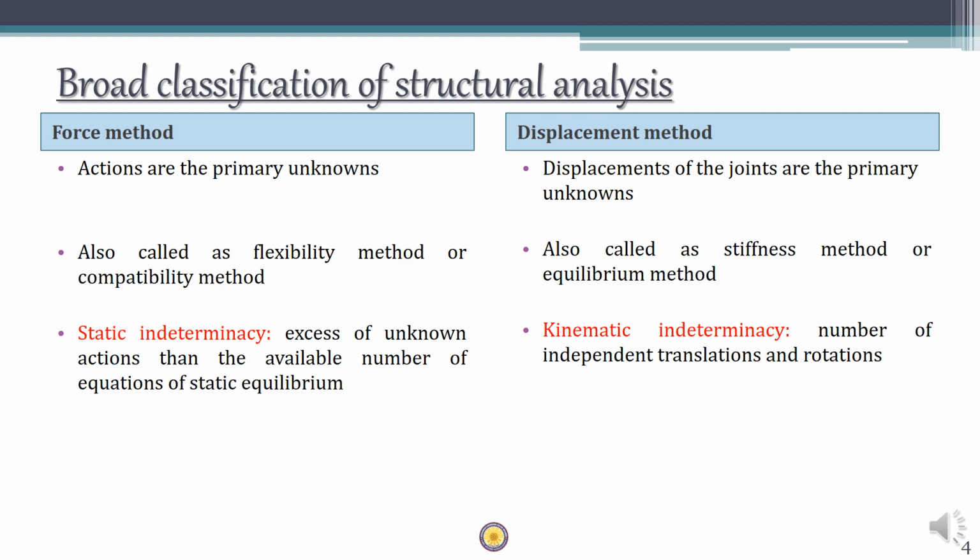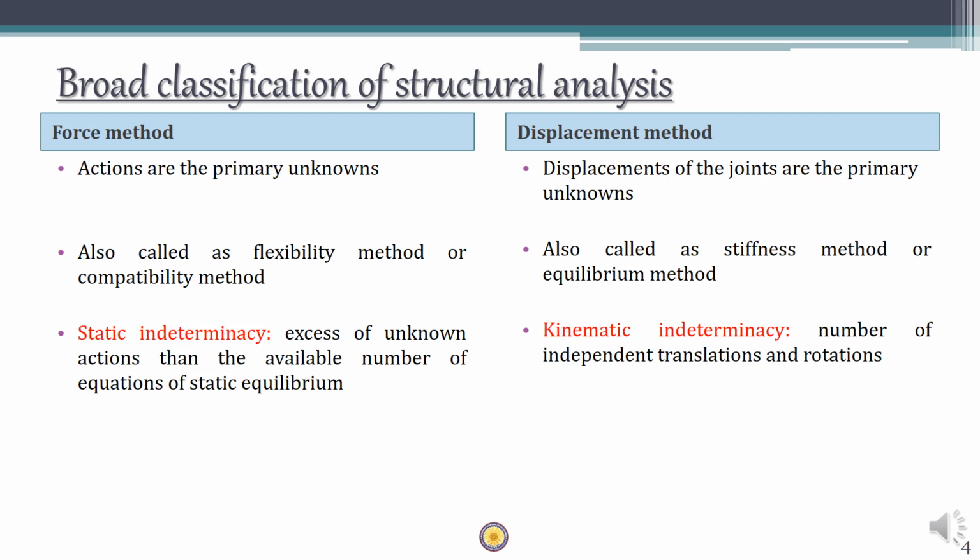The force method is also called the compatibility method, because in the force method the unknown actions are written in terms of compatibility equations. The displacement method is also called the equilibrium method, as in the displacement method the unknown joint displacements are written in terms of equilibrium equations and then solved.